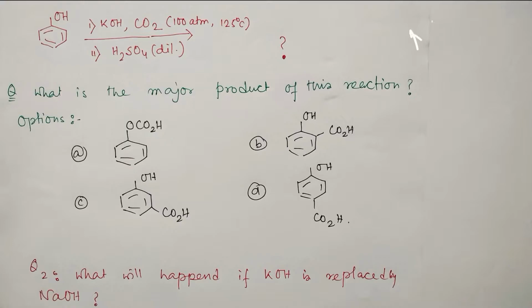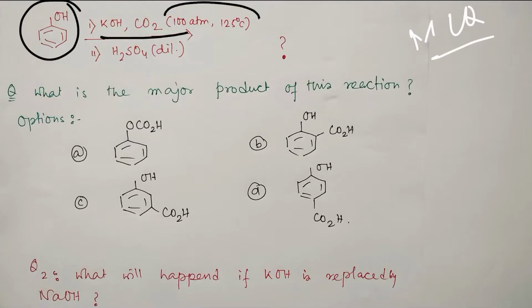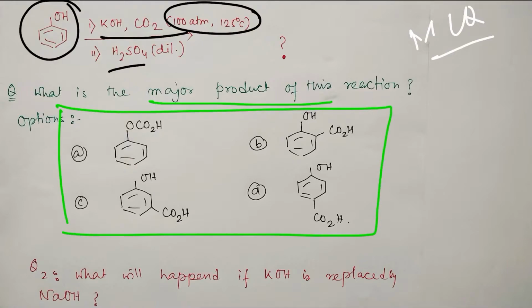So today we will discuss a multiple choice question, or MCQ, about the reaction of phenol in the presence of KOH and carbon dioxide under high temperature and pressure, and second, workup with dilute sulfuric acid. The question of today's discussion is: what is the major product of this reaction? For that purpose, four options are provided in front of you and one of them is the right answer. So you have to find what is the right answer.